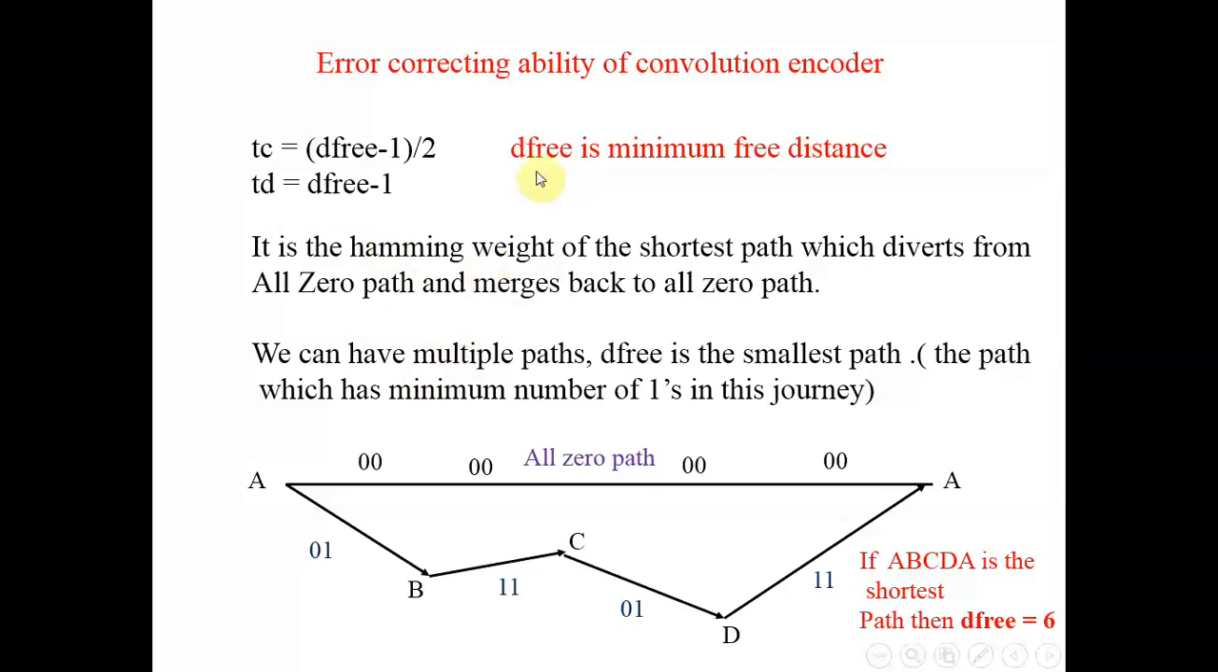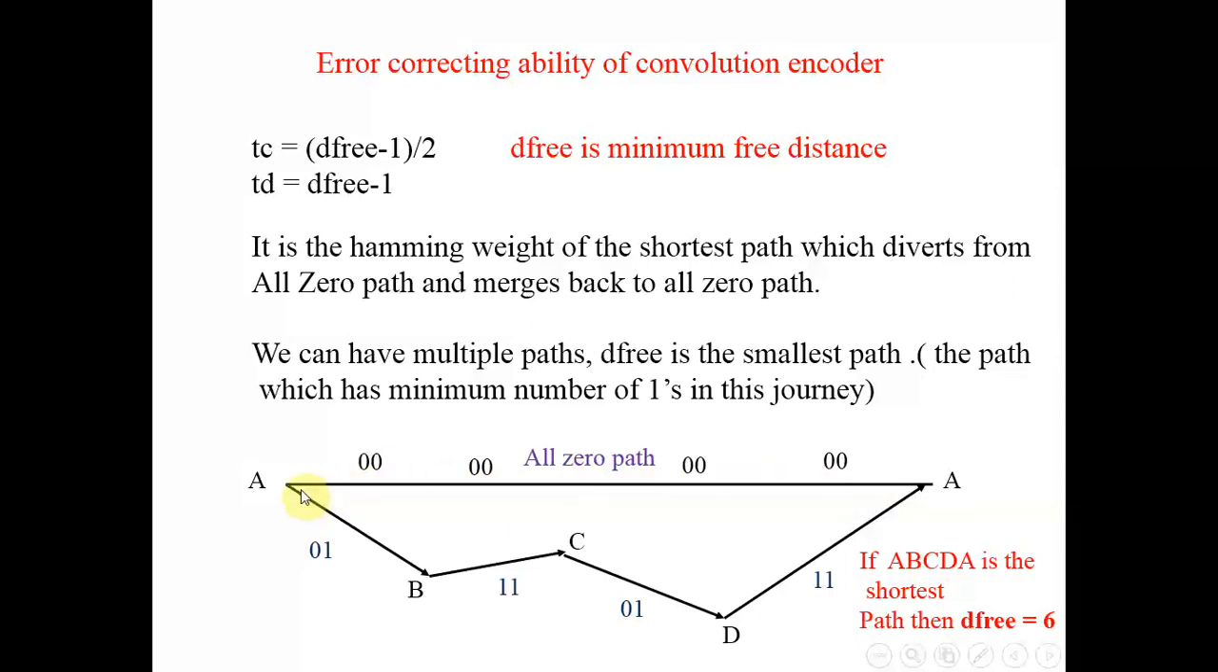Now to understand this, let's first see what is D free. Pay attention, because this is a very important topic. So it is the Hamming weight of the shortest path which diverts from the all zero path and merges back to the all zero path, right? Let's take that you have A and you are moving along A. That means you are receiving 0, you go from A to A. Again you receive 0, you go from A to A with output 0 0. Again you receive 0. So this is the all zero path.